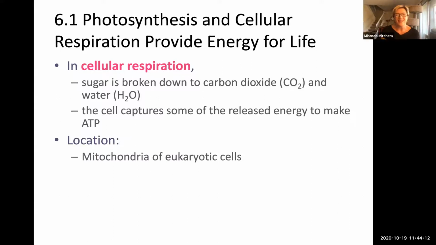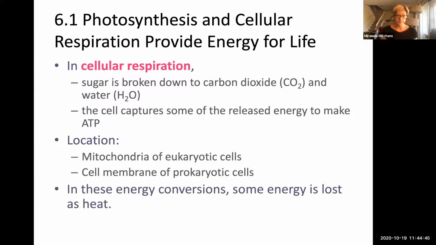Cellular respiration occurs in the mitochondria for all eukaryotic cells. It also occurs in the cell membrane of the prokaryotic cells. So the bacteria and archaea that make up our two prokaryotic domains have similar machinery in their cell membrane so that they can carry out cellular respiration. But as you know, prokaryotes do not have organelles, which means they do not have a mitochondria. A bit of the energy is lost as heat.